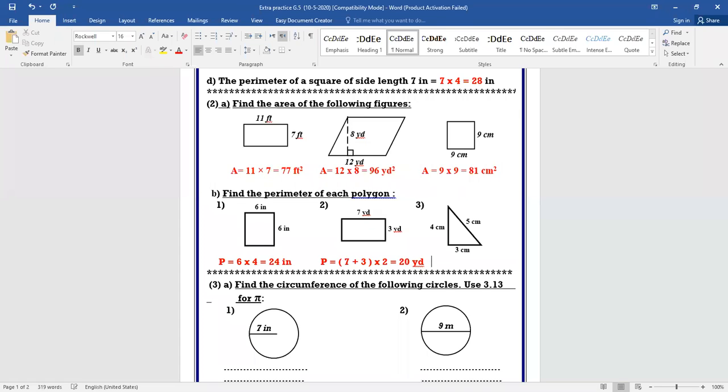Thank you. Okay, perimeter of this triangle. In this triangle, the sides are different. 4 plus 5 plus 3. In this case we add the length of the sides: 5 plus 4 plus 3. 5 plus 4 is 9, 9 plus 3 equals 12 centimeters.